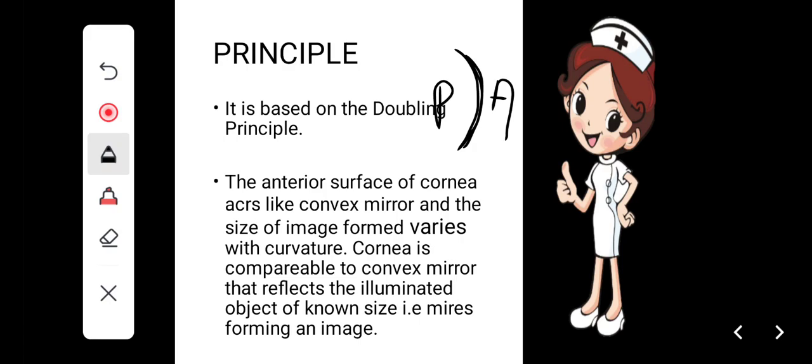So the anterior surface of the cornea acts like a convex mirror and the size of the image formed varies with the curvature. Cornea is comparable to a convex mirror and reflects the illuminated object, and the mires are formed in the image. Okay, so whatever image is formed in the cornea will give us the measurement of the vertical as well as the horizontal curvature because it acts like a mirror.